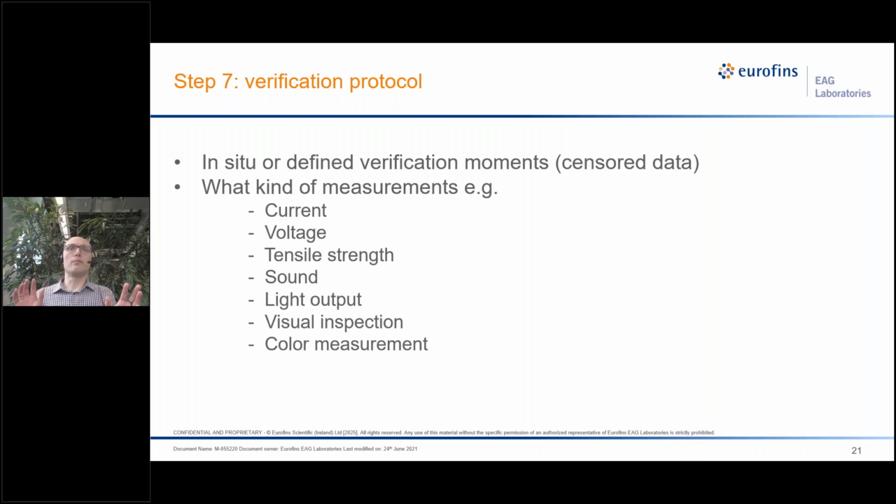Typically, measurements that can be done are current measurements, voltage, tensile strength for material characterization, sound measurements, but also, for example, a color point measurement. It depends on the type of test, type of product, and types of materials.